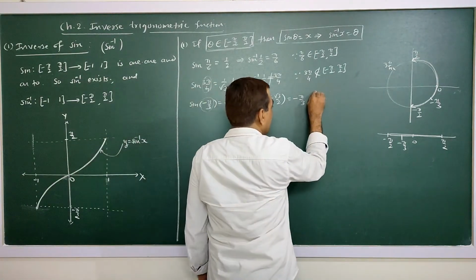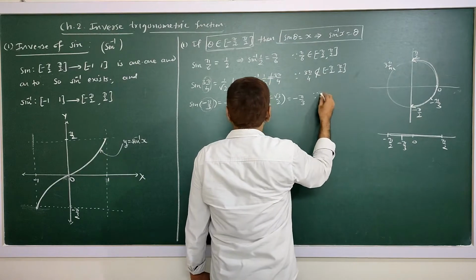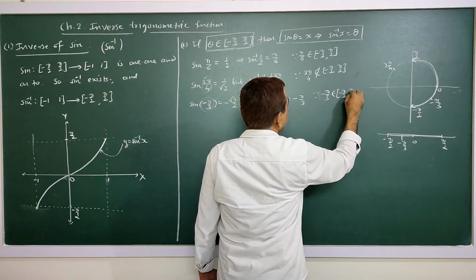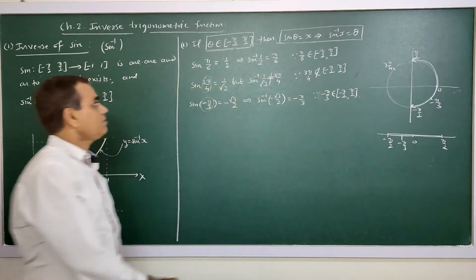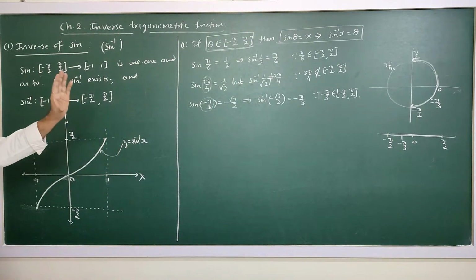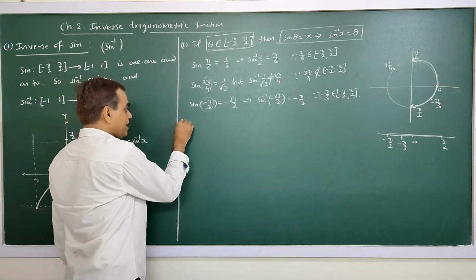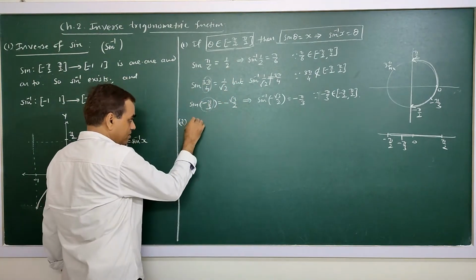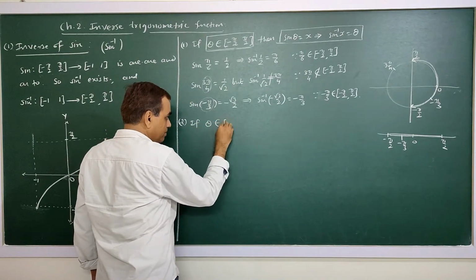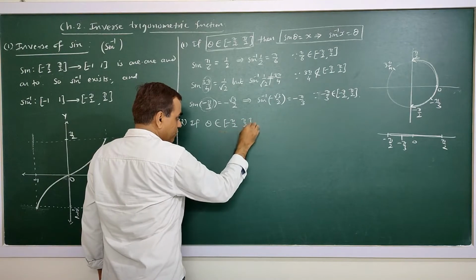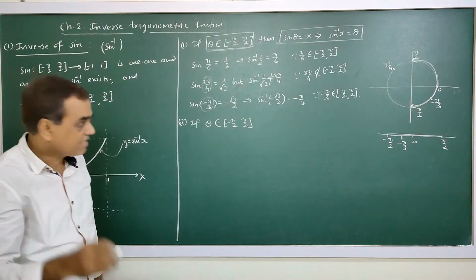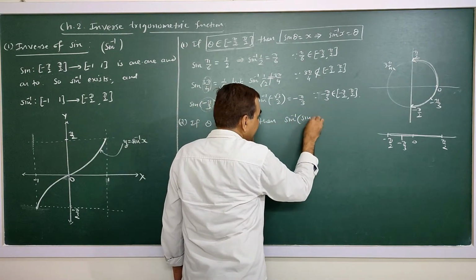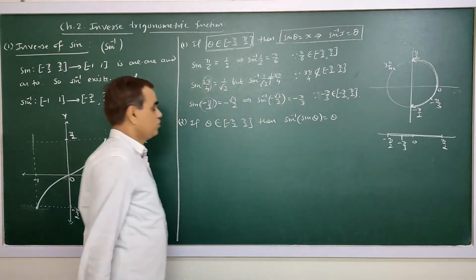The reason is that minus pi by 3 belongs to the closed interval minus pi by 2 to pi by 2. So this is the meaning of the first property. Now the second property, which is also similar. If theta belongs to minus pi by 2 to pi by 2, meaning if theta belongs to the domain of sine, then and only then sine inverse sine theta equal to theta is true.